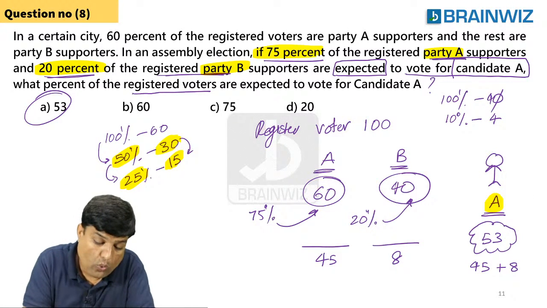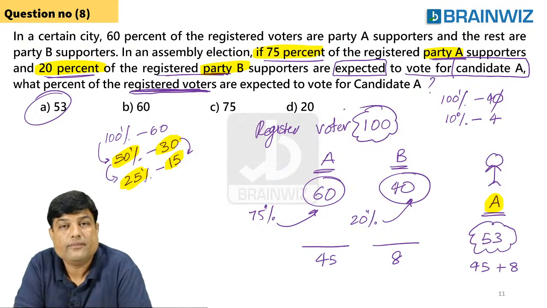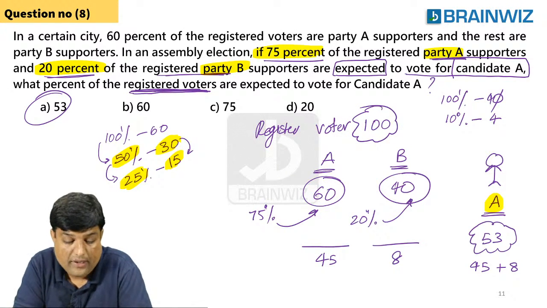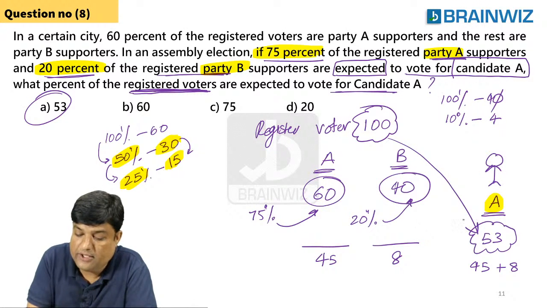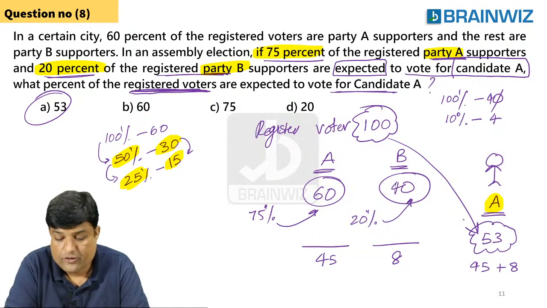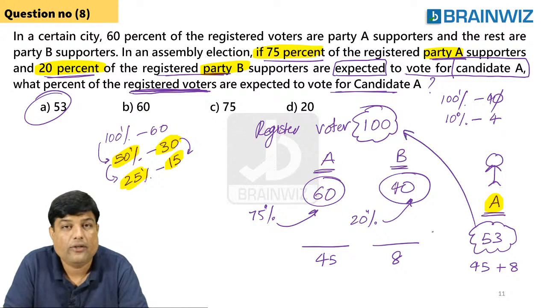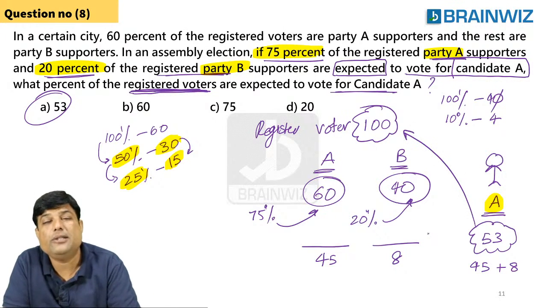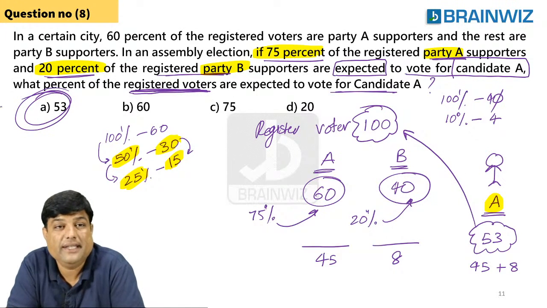What did he ask you? What percent of the registered voters? So total registered voters are 100. In that, how many are expected to vote for candidate A? So how many people? So 43 or 53? 53. So 53, we can say 53%. In 100 people, 53 people are expected to vote. So answer is A, as all people are saying.